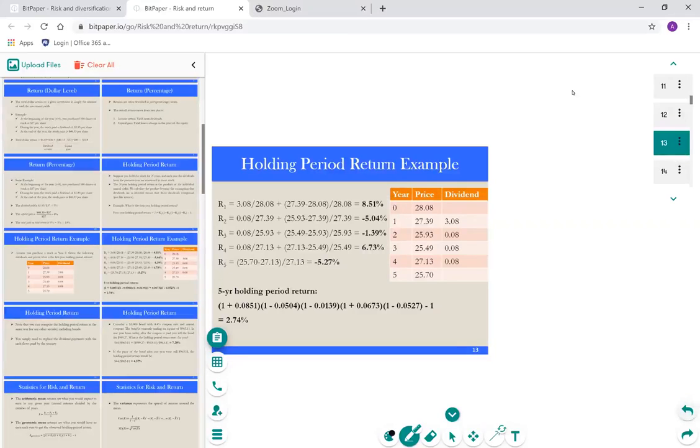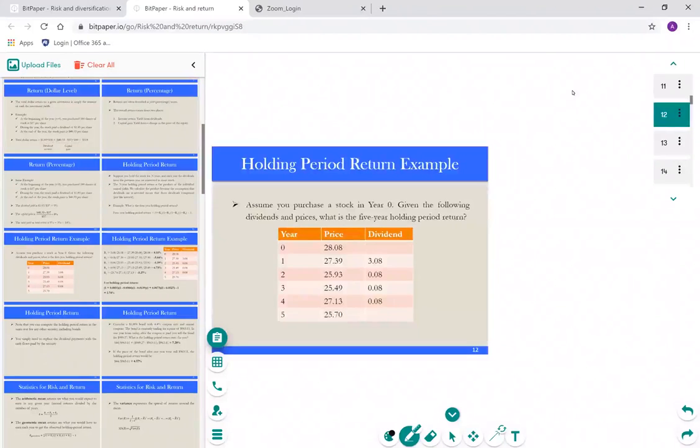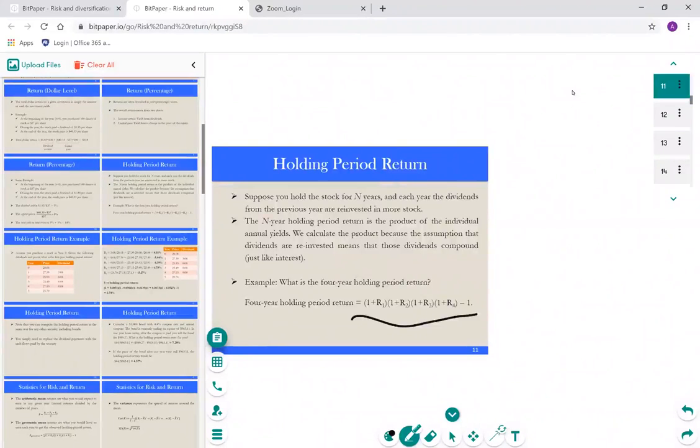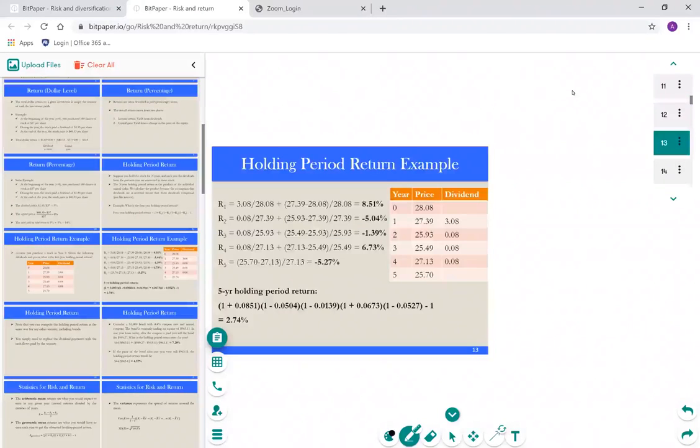And if we know the individual yearly returns, we can combine them according to the formula that we were just looking at right here, and calculate the 5-year holding period return. If we were to buy this stock in year 0 at $28.08 per share, and earn dividends over the course of years 1 through 4, and have the stock price fluctuate, that would be equivalent to a holding period return where you'd earn 2.74% on your initial investment.